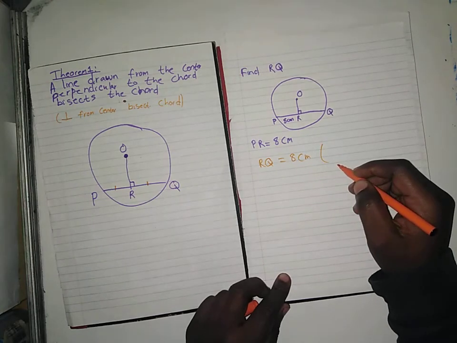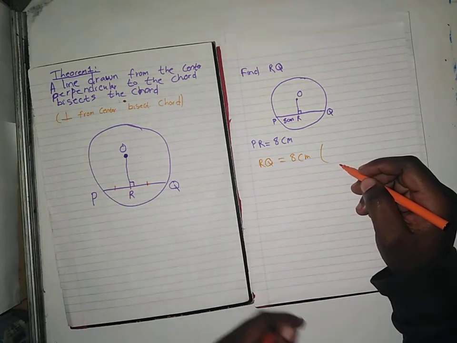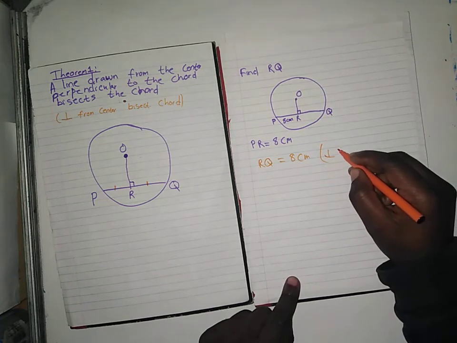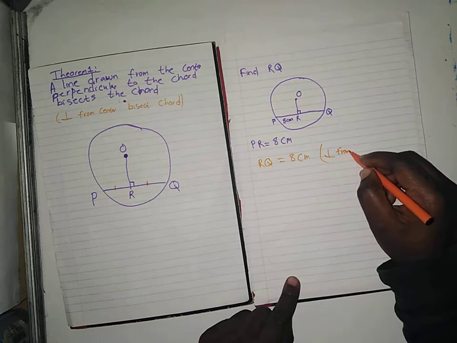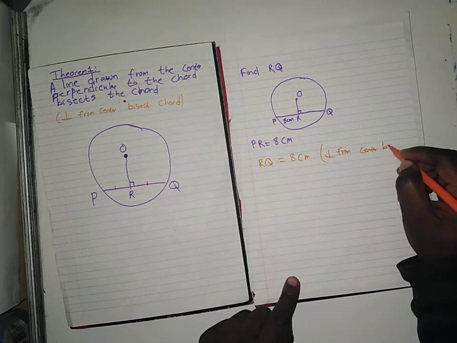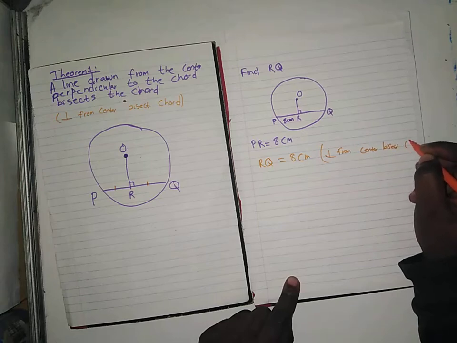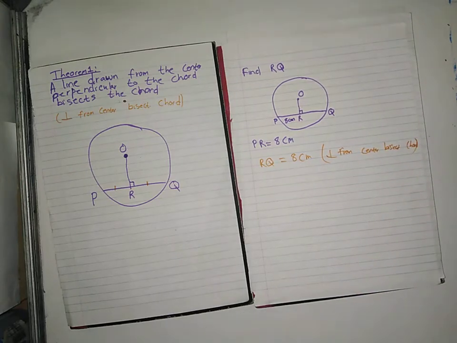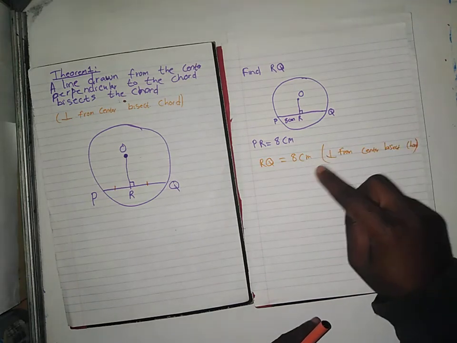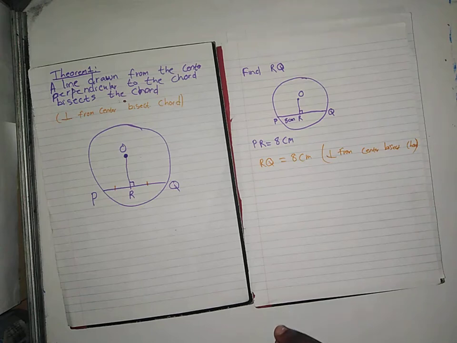What is the reason? It's because of this theorem. Now, what is the shortest version of this theorem? You say perpendicular from center bisects chord. Can you see that? And ladies and gentlemen, you are done. You get a mark here for the statement. You get a mark for the reason. All right, wonderful.